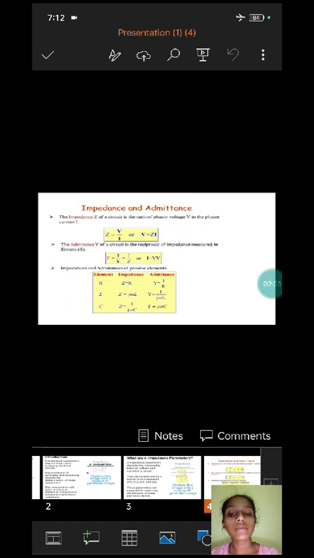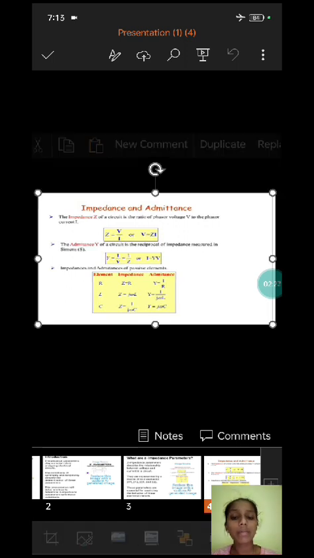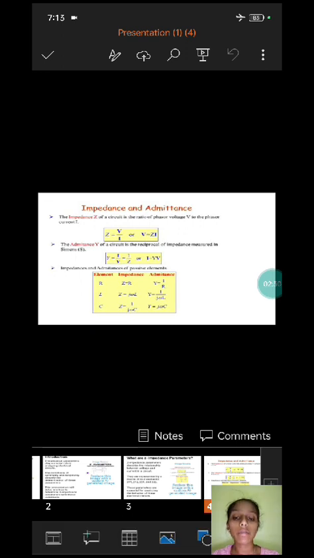And what is admittance? The admittance Y of a circuit is the reciprocal of the impedance, measured in Siemens, and Y is equal to 1 by Z, or I is equal to YV. Impedance and admittance of passive elements: for a resistor R, impedance Z is equal to R, and admittance Y is equal to 1 by R, because admittance is the reciprocal of the impedance.